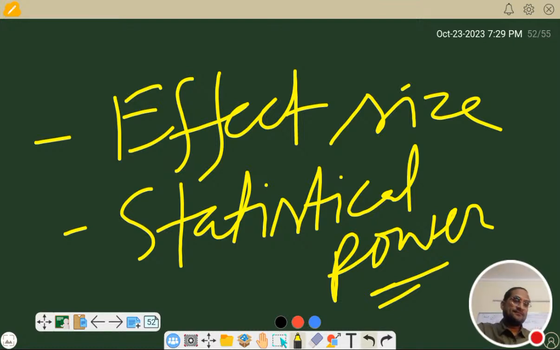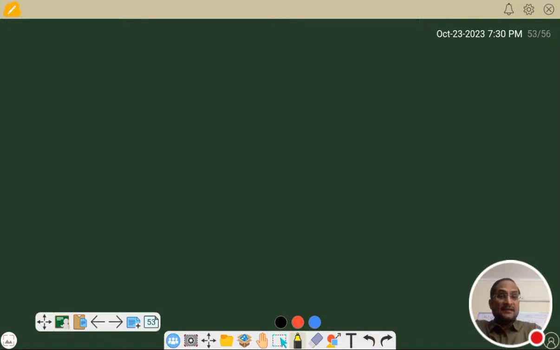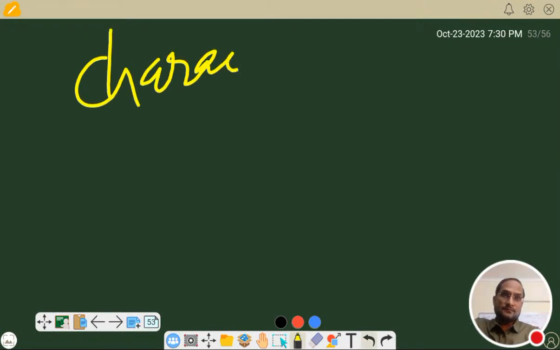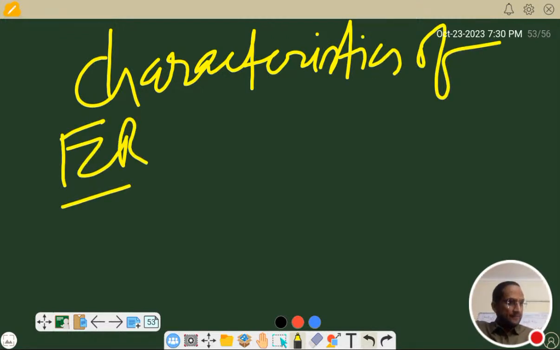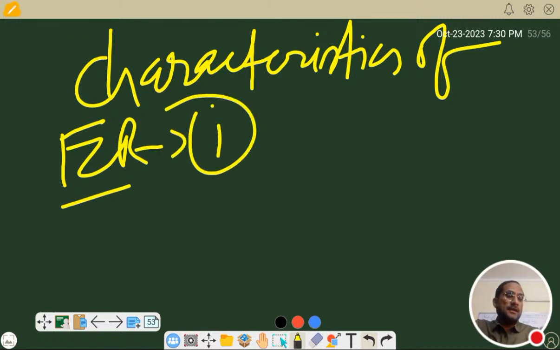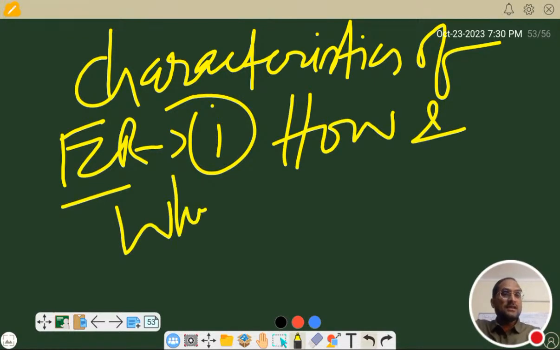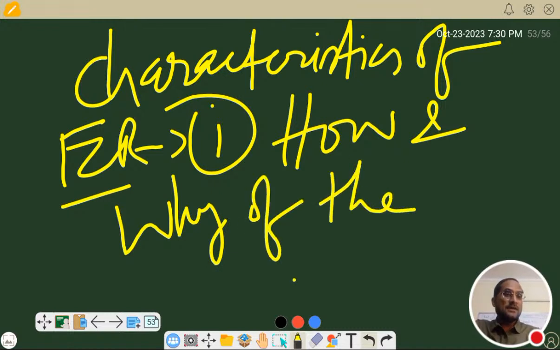Evaluative research, this is how it is done. So this was just an example. Let us understand the characteristics of evaluative research. First and foremost, here the researcher is not bothered about the what, when, where, but how and why. The how and why of the research is answered.